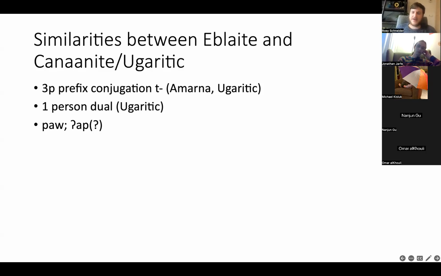Some things that are nice about Eblaite that are similar to Canaanite and Ugaritic is that it also has this third person prefix conjugation tiparasu or something like that for the third person plural, and tiparasa for the third person. Sorry, that was masculine. This is feminine. It also maybe had a first person dual, but that is a little bit hard to say and it is disputed.